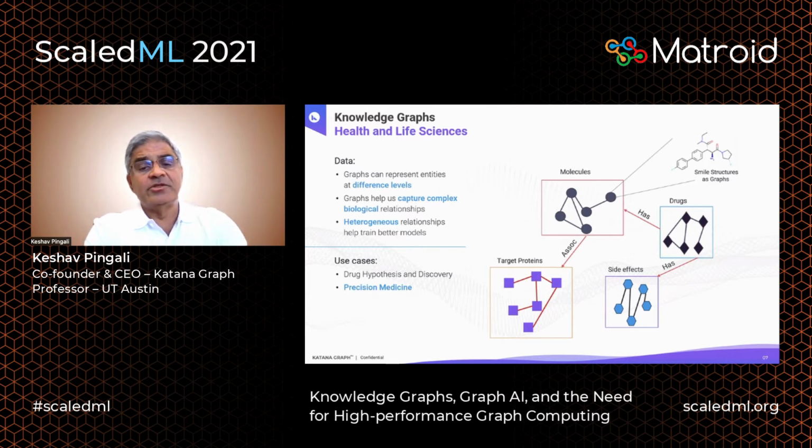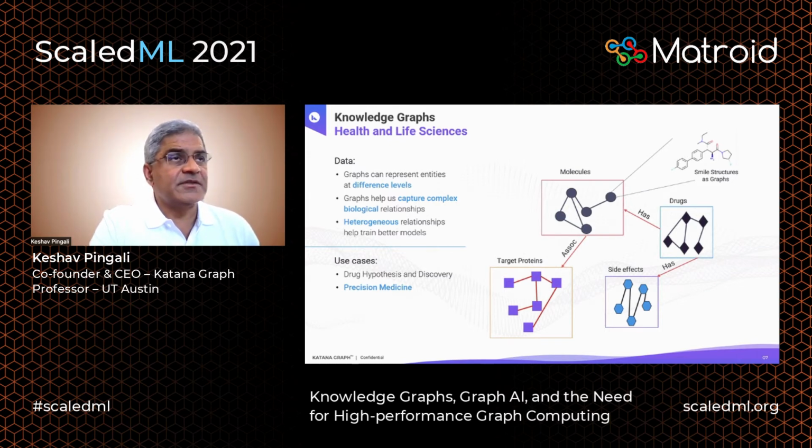Similarly, if a molecule targets a particular protein, then you can have a different kind of edge connecting the molecule to that protein. So this is what I mean by a heterogeneous graph. There are many different types of nodes and many different types of edges.